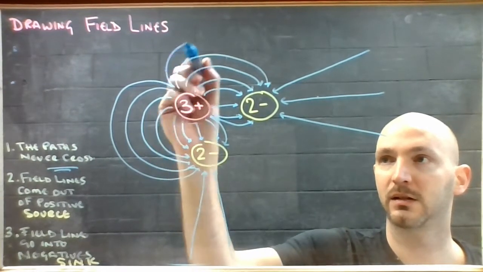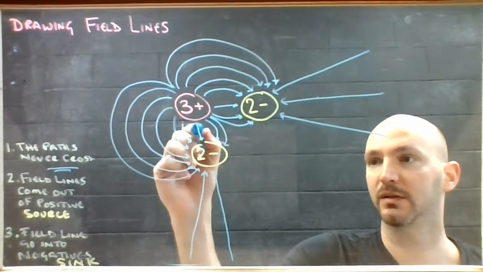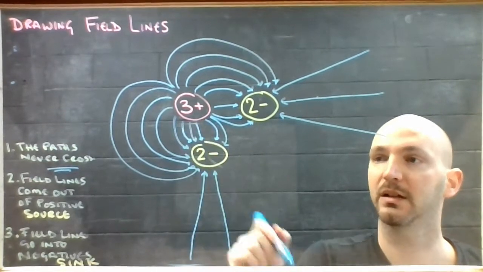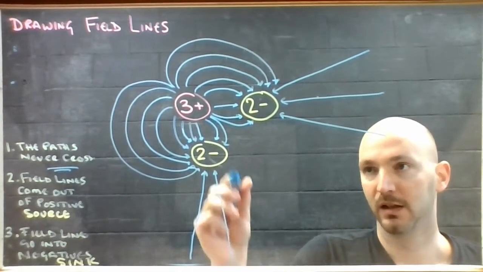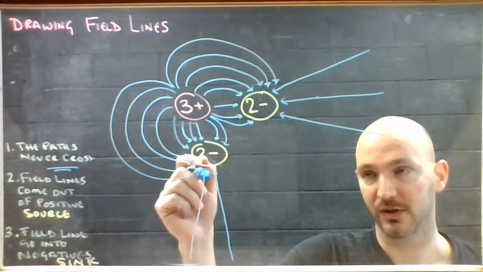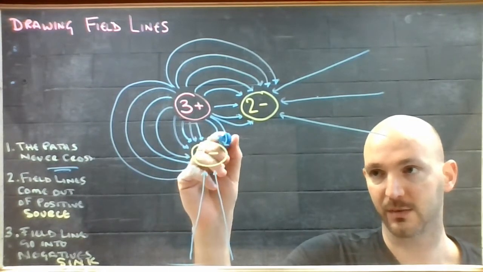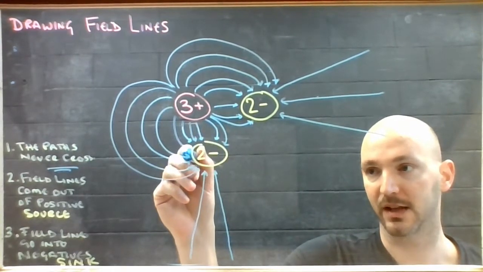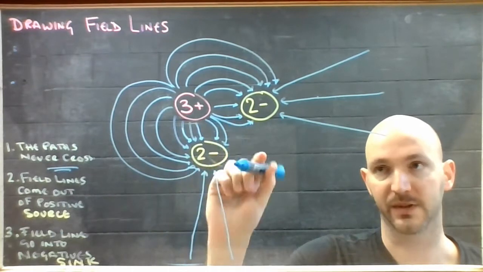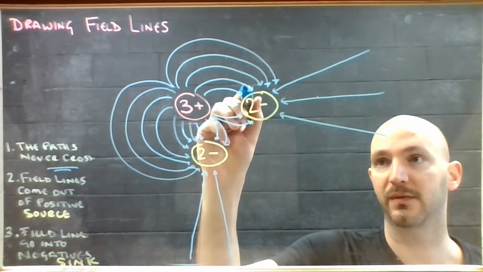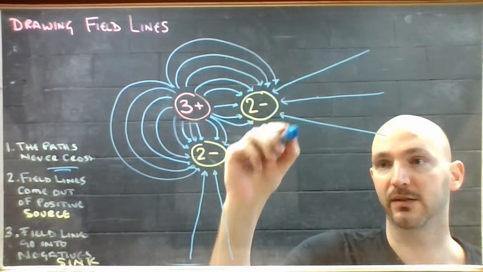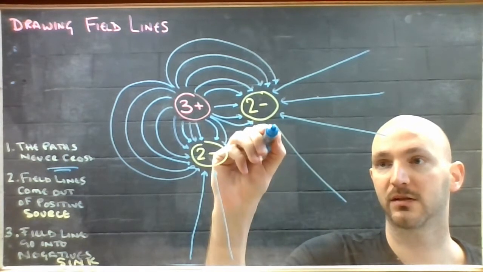And if we do it again. 1, 2, what's another one here? 3. That should be 6 per charge. So I need 12 around this. 1, 2, 3, 4, 5, 6, 7, 8, 9, 10, 11, 12. That one's good. And 1, 2, 3, 4, 5, 6, 7, 8, 9, 10, 11, 12.